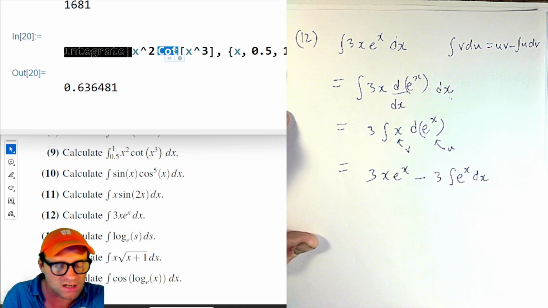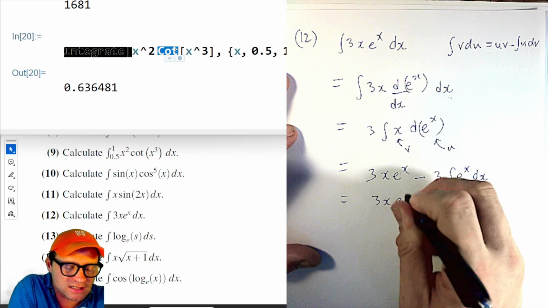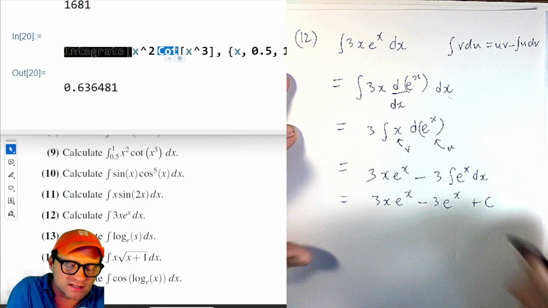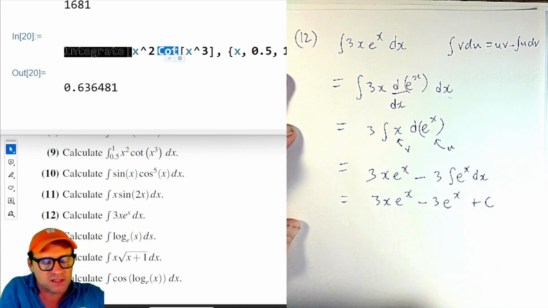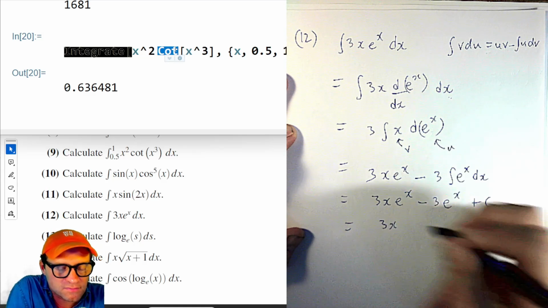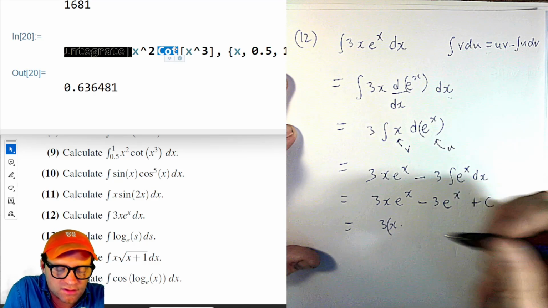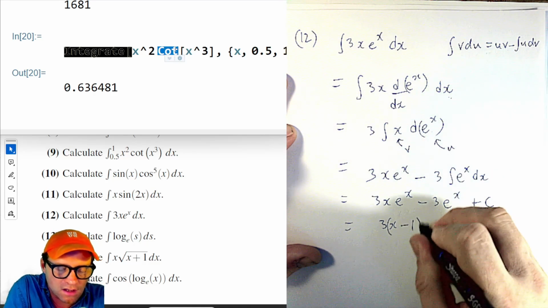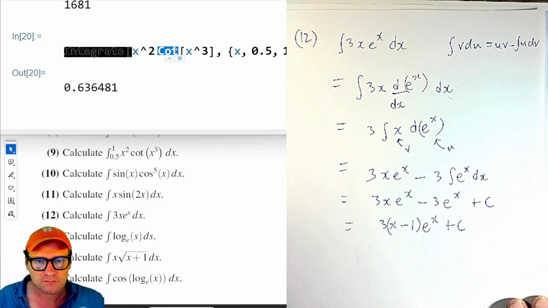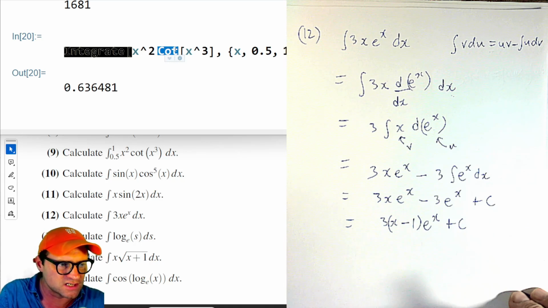Okay, so we're almost done here. The integral of e to the x is e to the x, so we have 3x e to the x minus 3 e to the x, and then plus c. Now we can tidy this up a little bit by factoring out the common e to the x. And there's a common 3 as well, isn't there? So 3 outside of x minus 1 e to the x, and then plus c. Okay, fantastic. Let's move on to question 13.